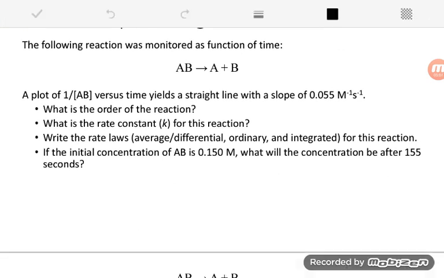What is the order of the reaction? It must be a second order reaction. And what is the rate constant? This number right here. Super simple. From that, we can write all of the rate laws we've learned.